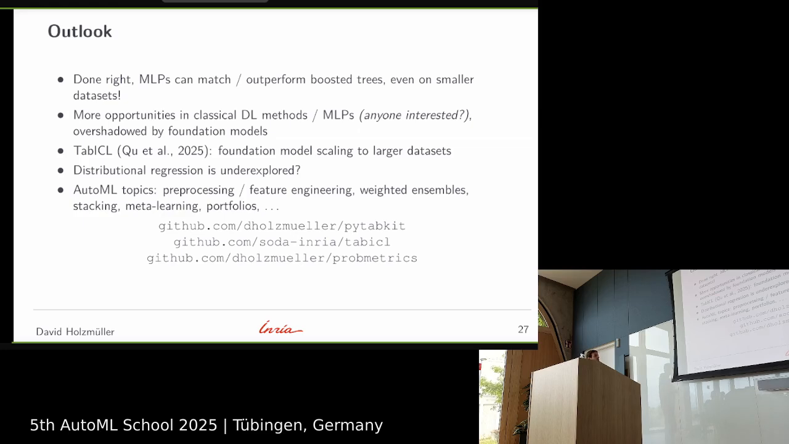And for AutoML, I hope you could take away some interesting research questions or practical needs, like looking at preprocessing, making algorithms that work for weighted ensembles and not just hyperparameter tuning. There's also stacking, which I didn't talk about, making good meta-learning algorithms that are time-aware and can select efficient configurations and can select good portfolios.